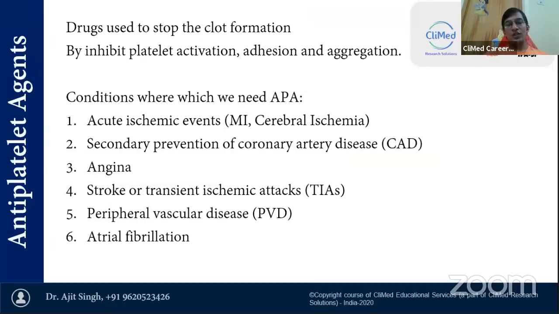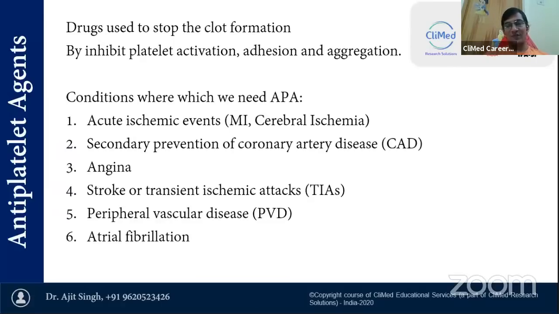And then stroke or transient ischemic attacks. Definitely clopidogrel is the preferable drug to give in TIAs or stroke, but of course clopidogrel is also an antiplatelet agent. And clopidogrel is more effective over aspirin in case of stroke, right? That we will read later. So these are the indications for antiplatelet drugs.